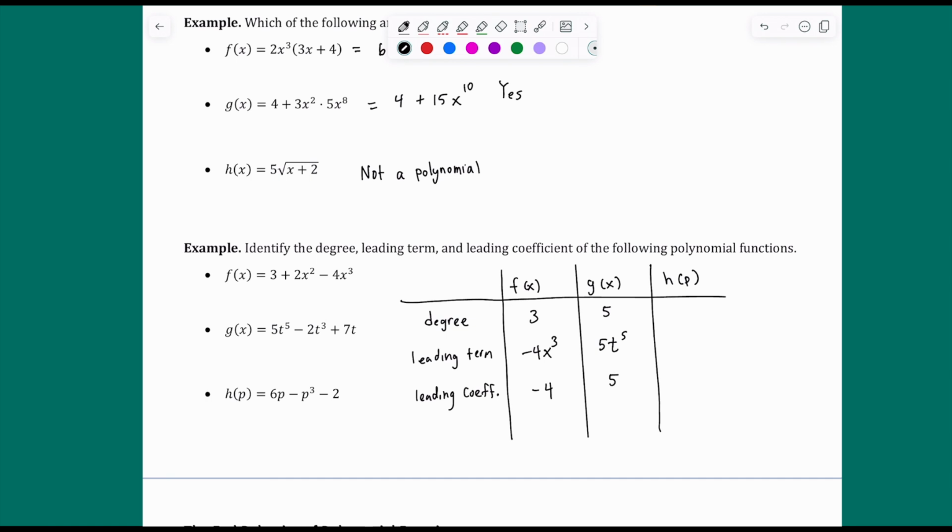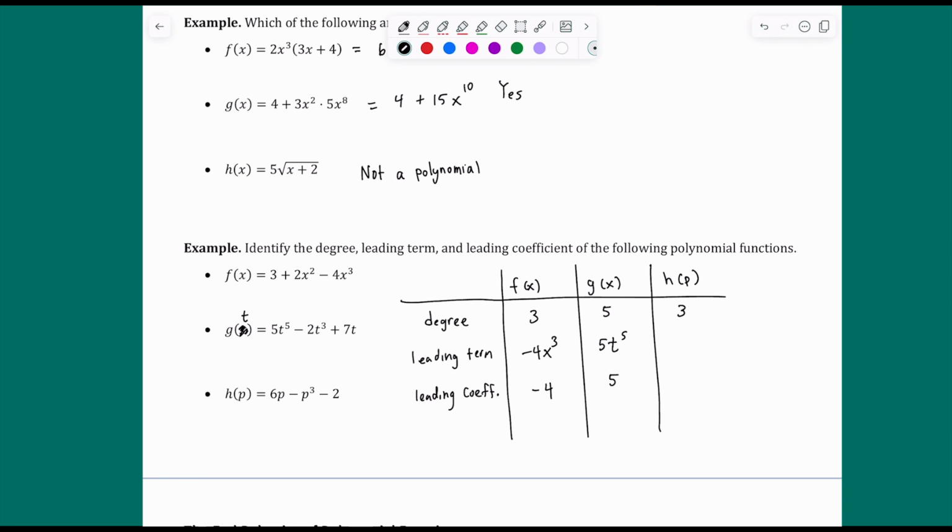H of p has a highest degree of 3, so it's a degree 3 polynomial, and its leading term, for some reason, I have two, I just realized g of x has x as the input in the notation here, so let's cross that out. That should be t, since it's a polynomial in variable t.